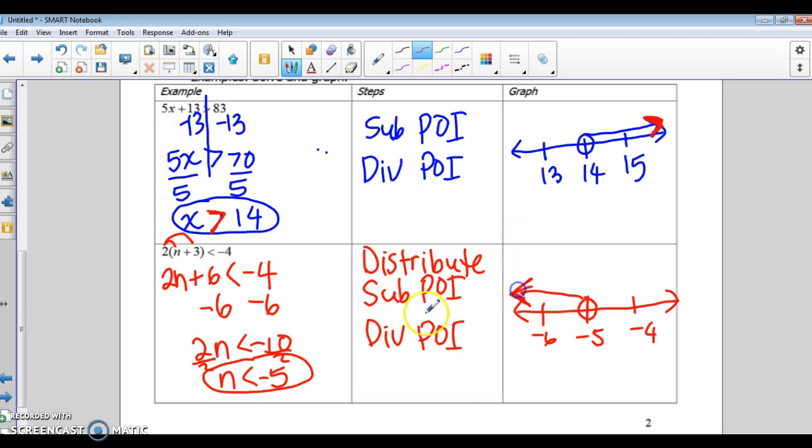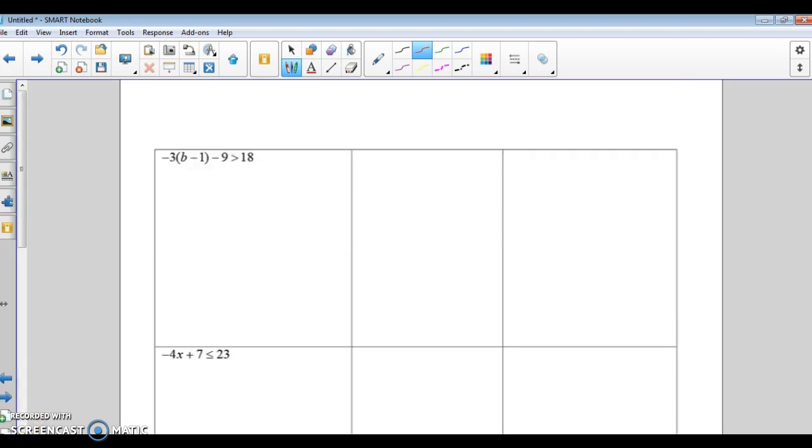Again, your less than symbol matches with your arrow. That's how you double check it. All right, let's move to the next page. All right, so next problem is a little bit more complicated, but we can still handle this, right?